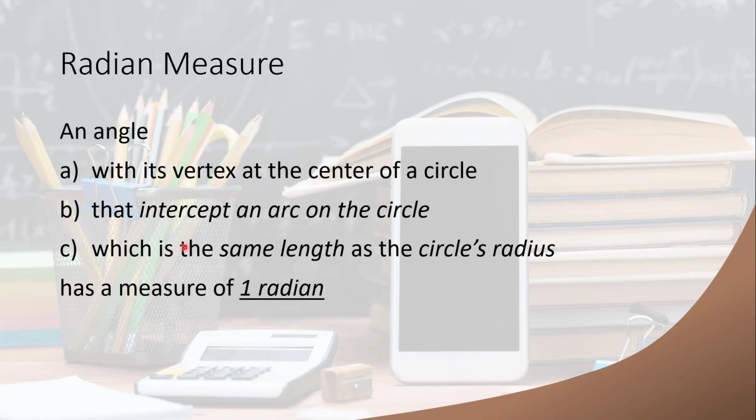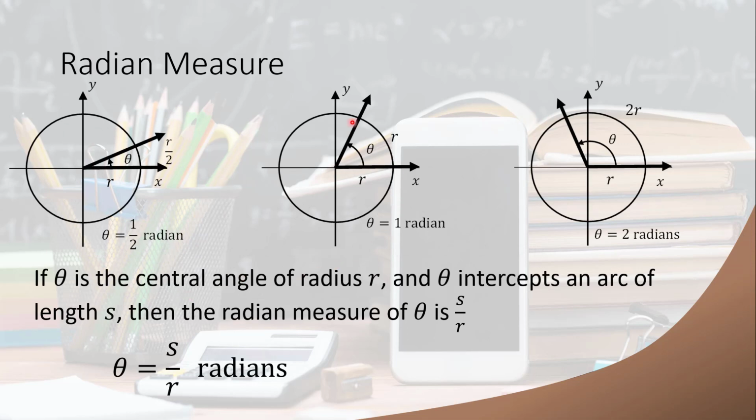Alright, so what is a radian? Or what is a radian measure? Well, it is an angle. If you have an angle with its vertex at the center of a circle that intercepts an arc on that circle, which is the same length as the circle's radius, then you have exactly 1 radian. Well, what does all that mean? Take a look at this circle right here. We have an angle. Its vertex is at the origin, so this is basically an angle in standard position. It turns out that the angle here is 1 radian, and as a consequence, the arc length here is equal to the radius of the circle, and that defines the radian.